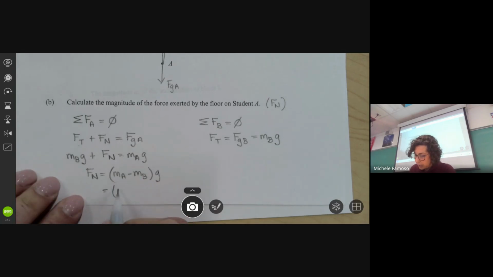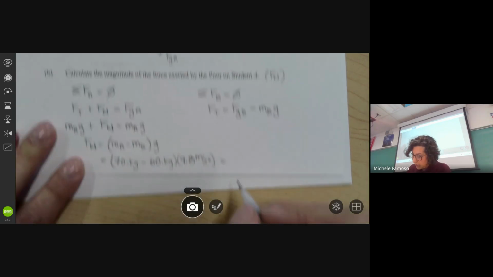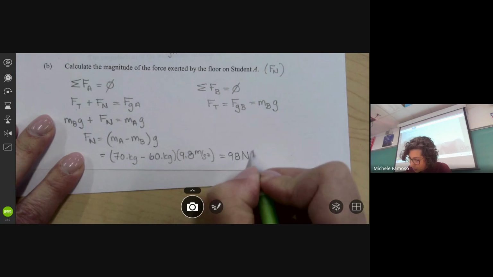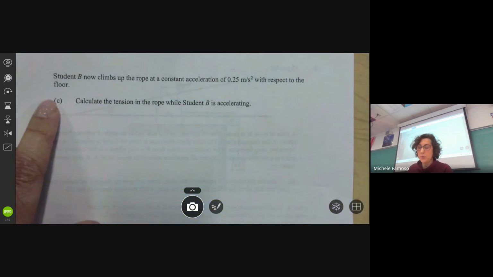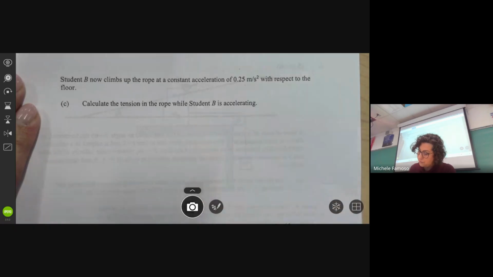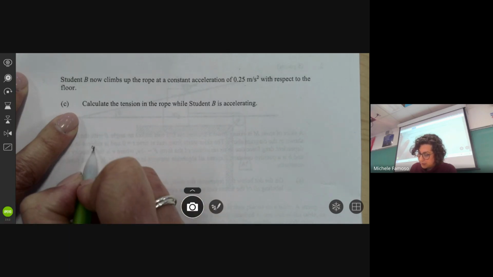So let me go ahead and plug in 70 kilograms for student A minus 60 kilograms for student B times 9.8 meter per second squared gives me a normal force. So that's 10 times 9.8, which would be 98 newtons for that normal force. Okay? Let's now go to part C. Student B is now climbing up the rope and has an acceleration of 0.25 meter per second squared with respect to the floor. What is the tension in the rope while student B is accelerating?